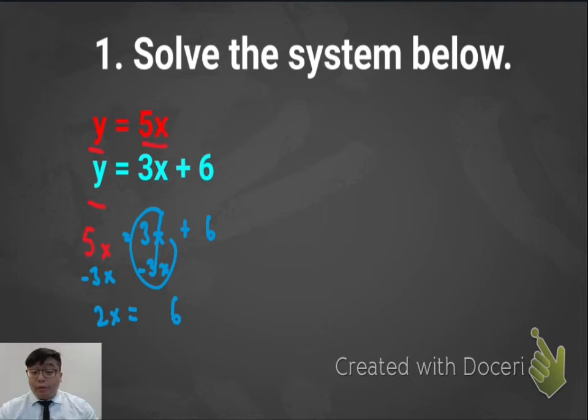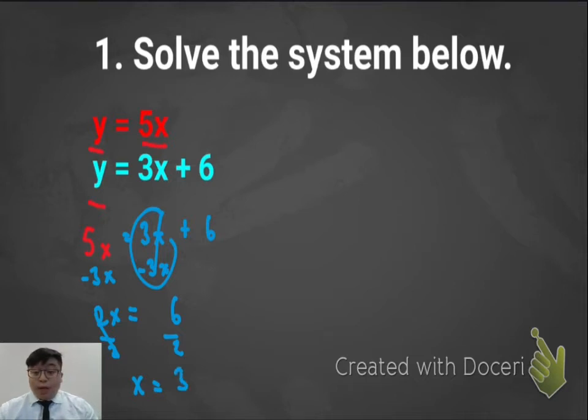Okay? x is almost by itself. I need to get rid of that 2 in front. How do I do that? We know that the 2 is multiplying with x, so the opposite of multiplying is to divide. So 6 divided by 2, what's x going to be? x is going to be 3.